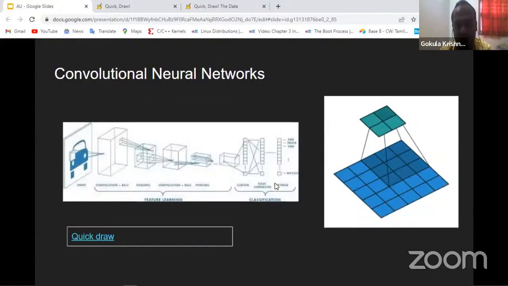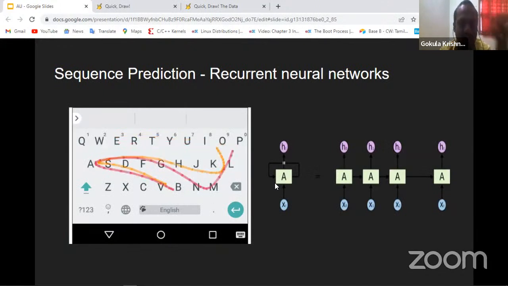So the convolutional network is for image data. The next one is for time series data. So what is time series data? We all have used a keyboard in our day-to-day lives. Whenever we type something, there will be some suggestions coming up. Suppose I type "hi, I am", and if I type "project engineer" many times, the keyboard displays it.